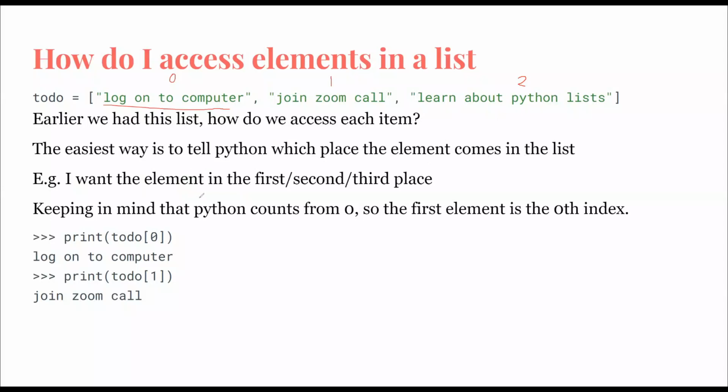So again, it counts from 0. So the first element is the 0th index. So if we do print todo at 0, again, use square brackets in this case over here, you have Log on the computer at 0. So you output Log on the computer. Then if we put todo at 1, we'll output Join Zoom call.